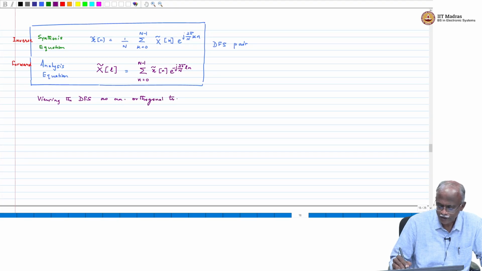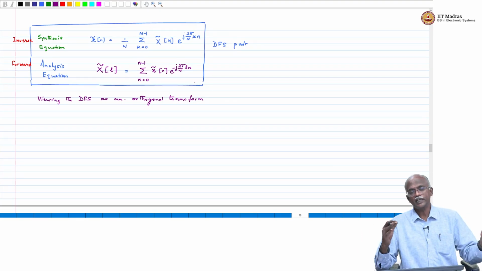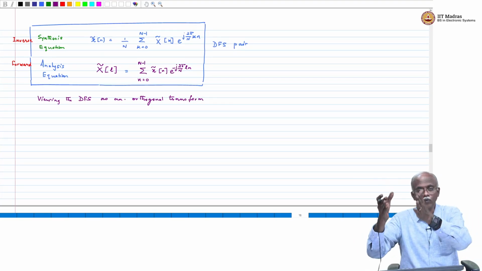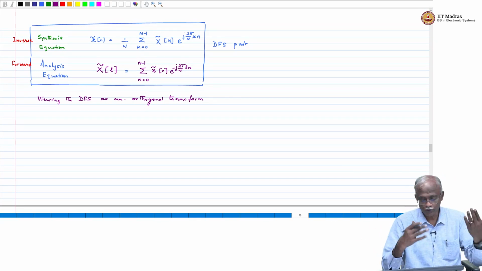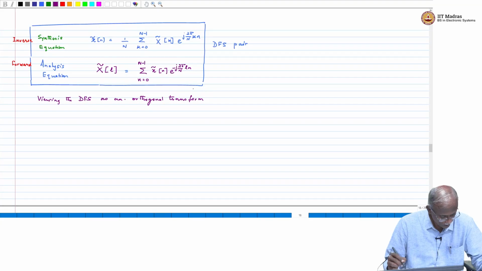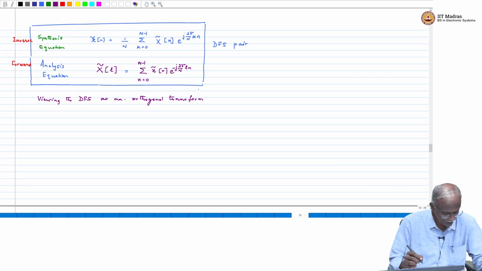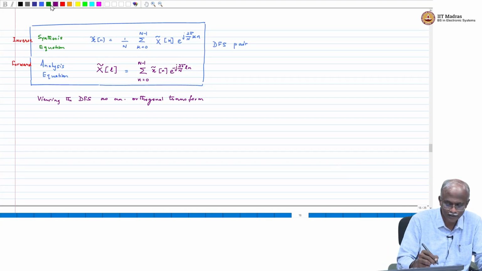Orthogonal transformation. Okay, I am sure in matrix algebra you would have studied what a transformation is. You take one vector and map it to another vector which has the same dimension. That's what is called a transform. We're going to view this as an orthogonal transform. So here is the representation.